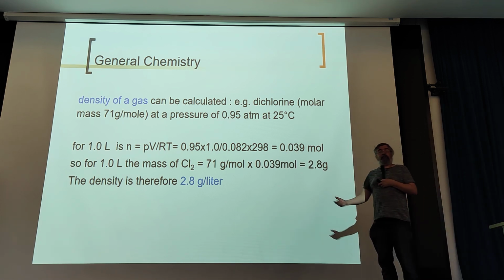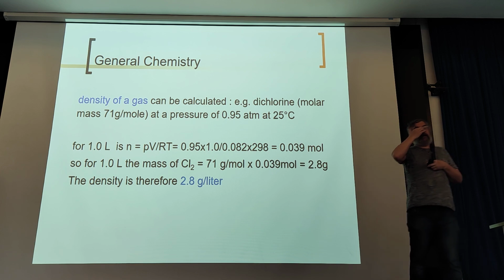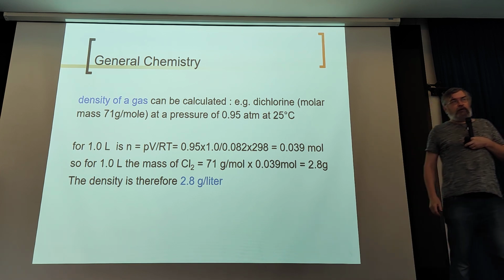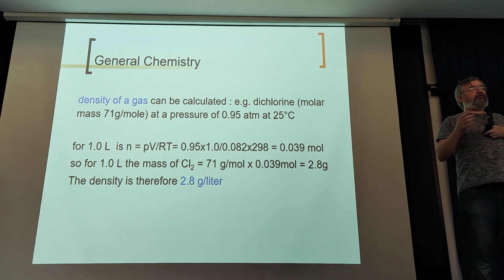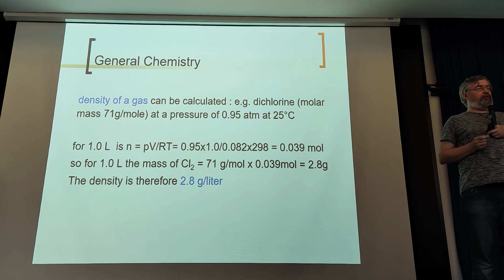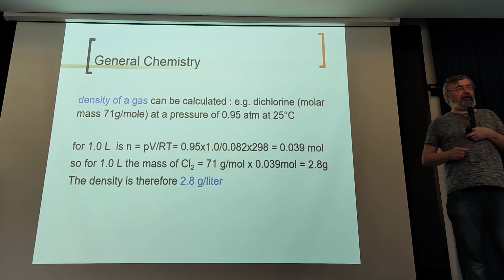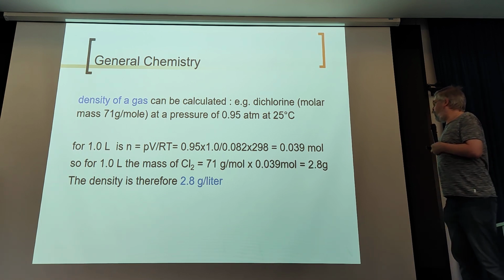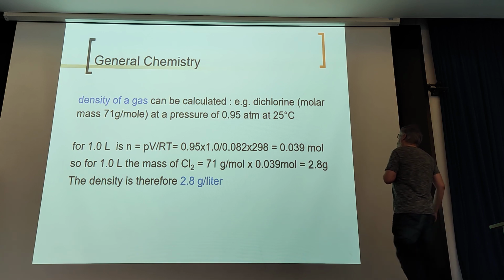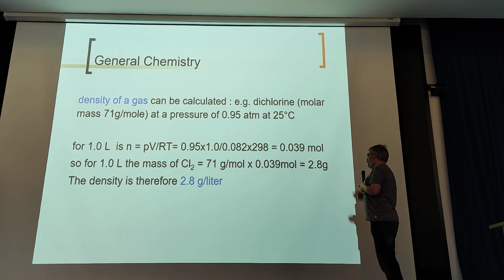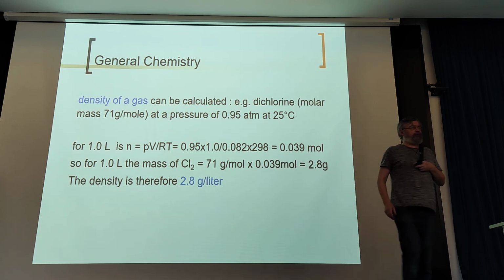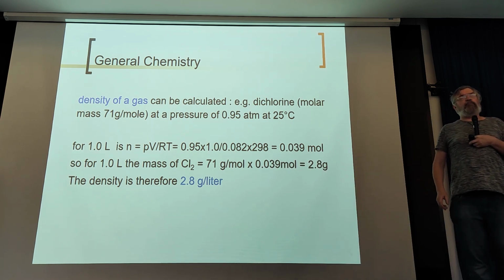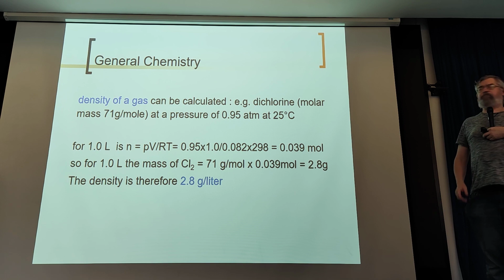Now, if you do the same calculation for dihydrogen, dihydrogen has 2 grams per mole for molecular weight. So in that case, we would have 0.2 gram per liter. So that would be a much lighter gas.